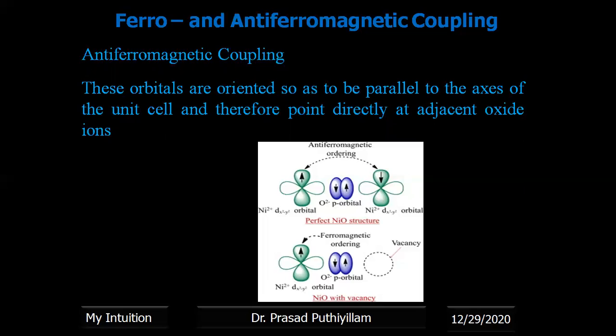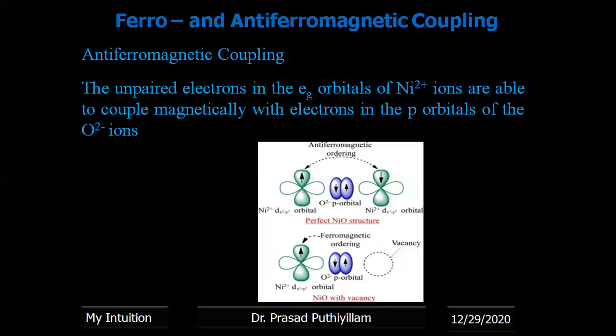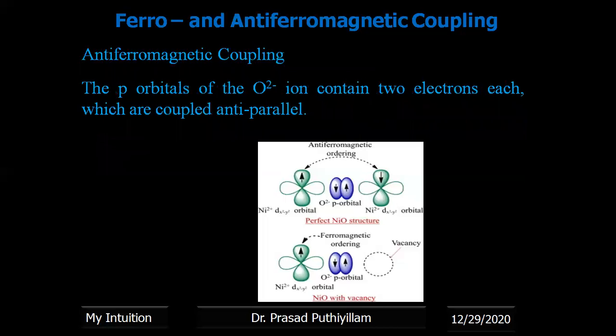The orbitals are oriented so that they are parallel to the axis of the unit cell, and therefore point directly at the adjacent oxide ion, and the unpaired electrons in the eg orbitals of Ni2+ ions are able to couple magnetically with the electrons in the p orbitals of O2-. The p orbitals of the O2- ion contain two electrons each, which are coupled anti-parallel. They are arranged in an anti-parallel fashion.